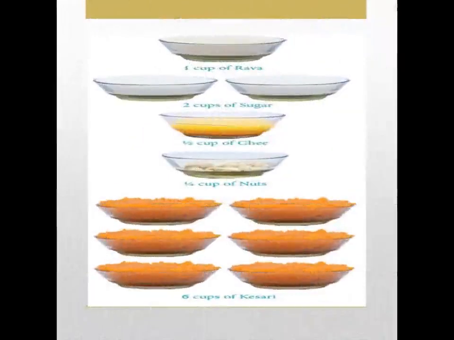What are the things needed to make kesari? 1 cup of rava, 2 cups of sugar, half cup ghee and half cup nuts. Today you prepare it in your home. See here, 1 cup of rava plus 2 cups of sugar, half cup ghee and 1/4 cup nuts and dry fruits. What will we get? We will get 6 cups of kesari.